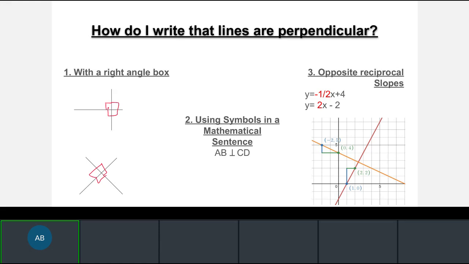The math symbol is going to be an upside down T to represent that line AB is perpendicular to CD. And then using your equations, we've got -1/2 and +2. And what we're doing here is if we have a slope that's negative, that's going down and to the right, we have to have the opposite going up and to the right. So one has to be negative, one has to be positive. And then their fractions have to be flipped over too.